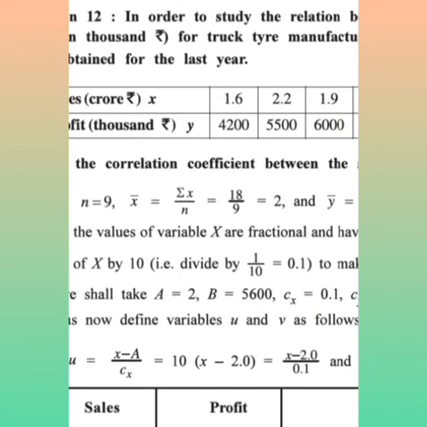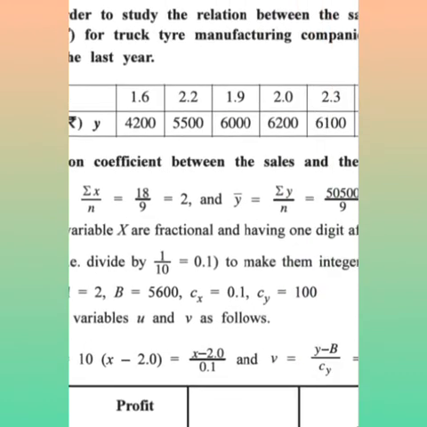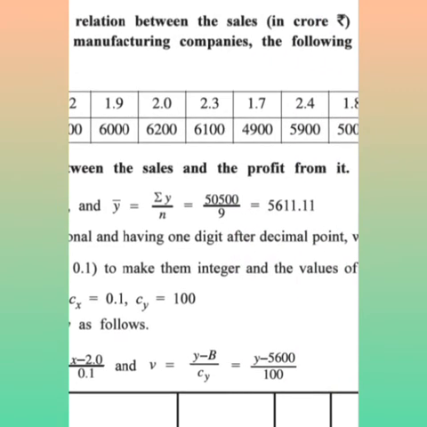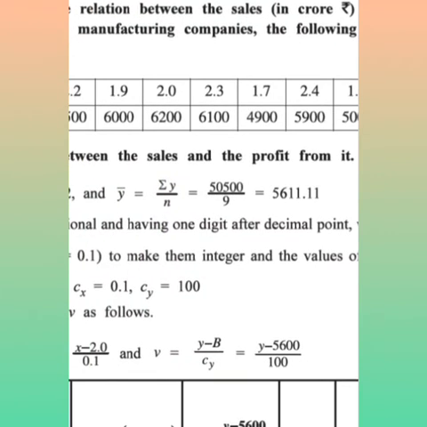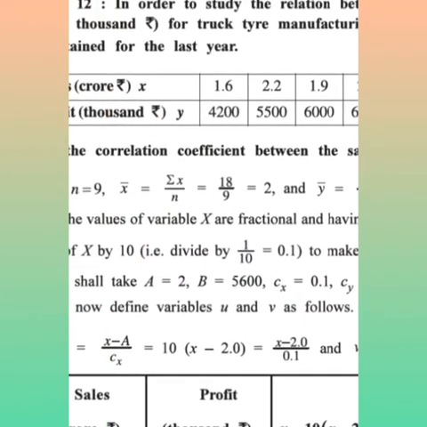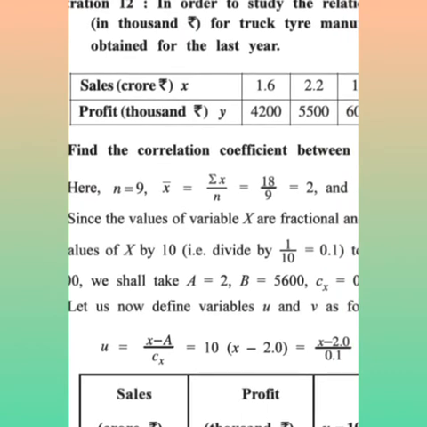That is 4200, 5500, 6000, 6200, 6100, 4900, 5900, 5000 and 6700, right? Again children, try to find out the mean. Our first step once again, right? Our n, you would find there are 9 items, that's why our n is 9. Your x bar is sigma xi upon n. Again, the total if you do for the column of x is coming up to 18, right? Divided by 9, as n is 9, you will get 2.